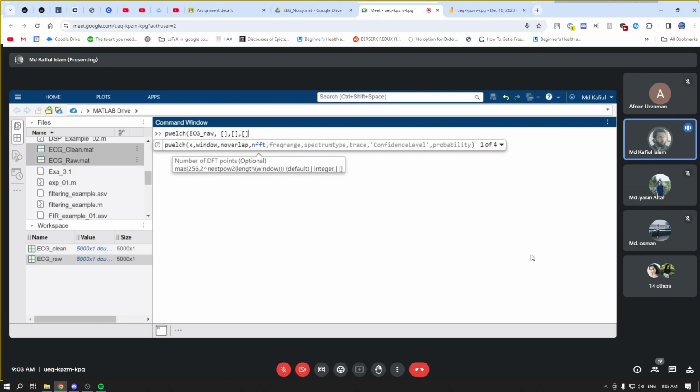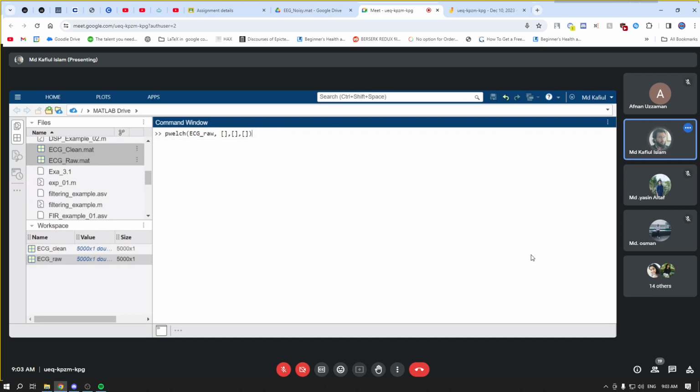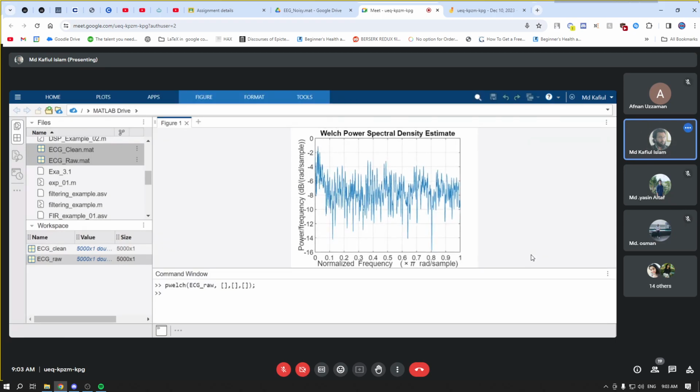So if you do not know anything about this, then you can simply do it like this, and I have not given the sampling rate information yet. And if I plot this, let's see how it looks. It says that it is a Welch power spectral density estimate. In the y-axis we have power normalized with respect to frequency, power per frequency. This is the normalized frequency with respect to pi. So this is power. We can think about power with respect to frequency, right?